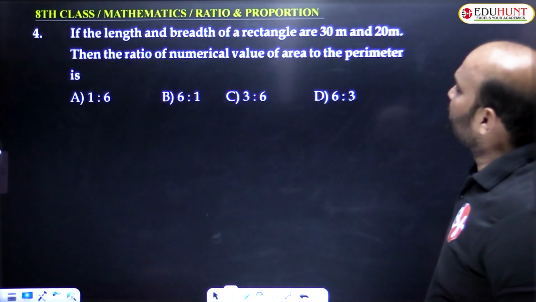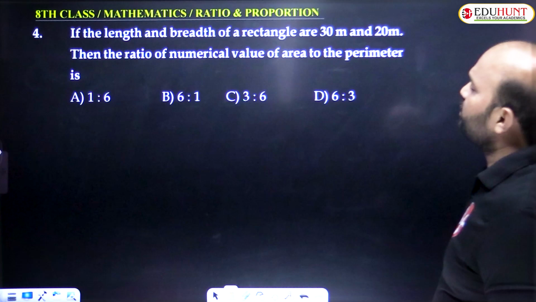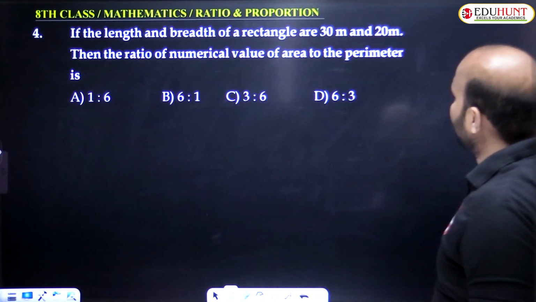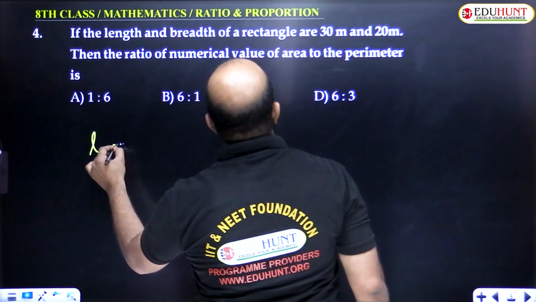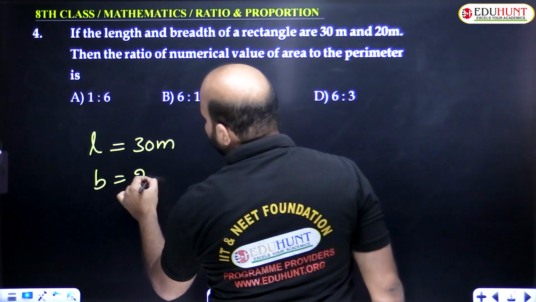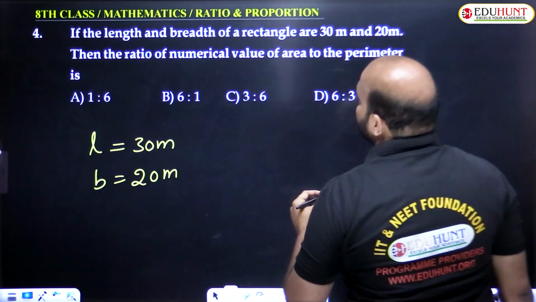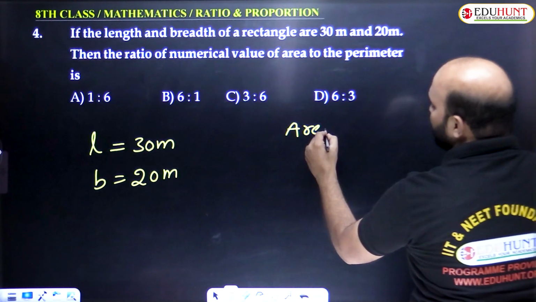If the length and breadth of a rectangle are 30 meters and 20 meters, then find the ratio of the numerical values of area to the perimeter. So already the rectangle's length is given as 30 meters and breadth 20 meters. But finally what I am asking is clearly the numerical ratio of area and perimeter.